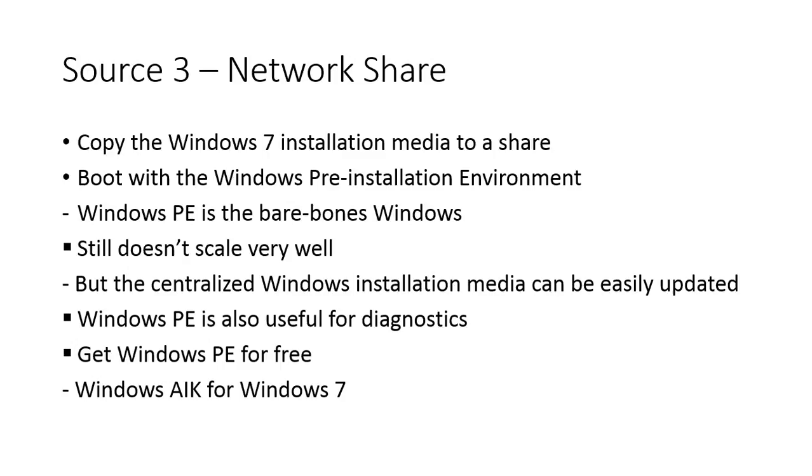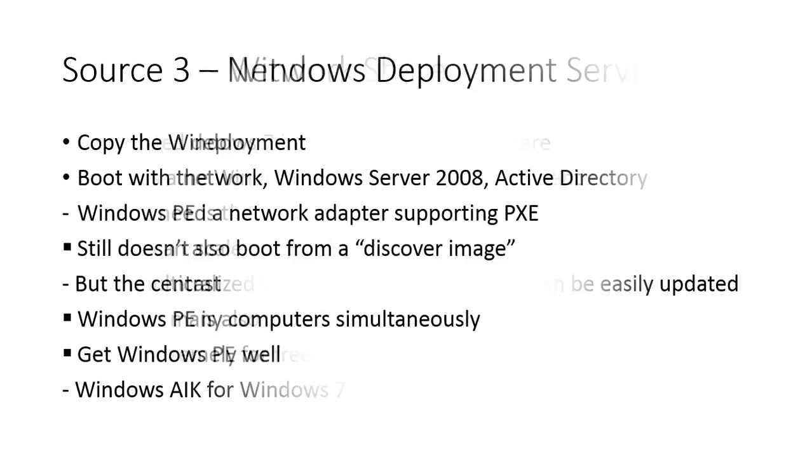But the centralized Windows installation media can be easily updated. Windows PE is also useful for diagnostics. You can get Windows PE absolutely free from Microsoft from the Windows AIK, as Windows PE is a utility of the Windows AIK, which is the Automated Installation Kit.